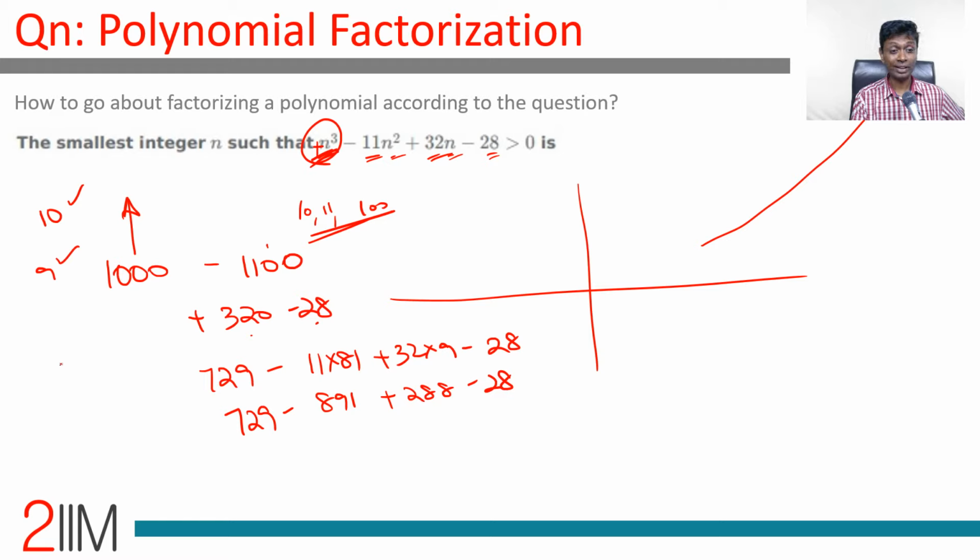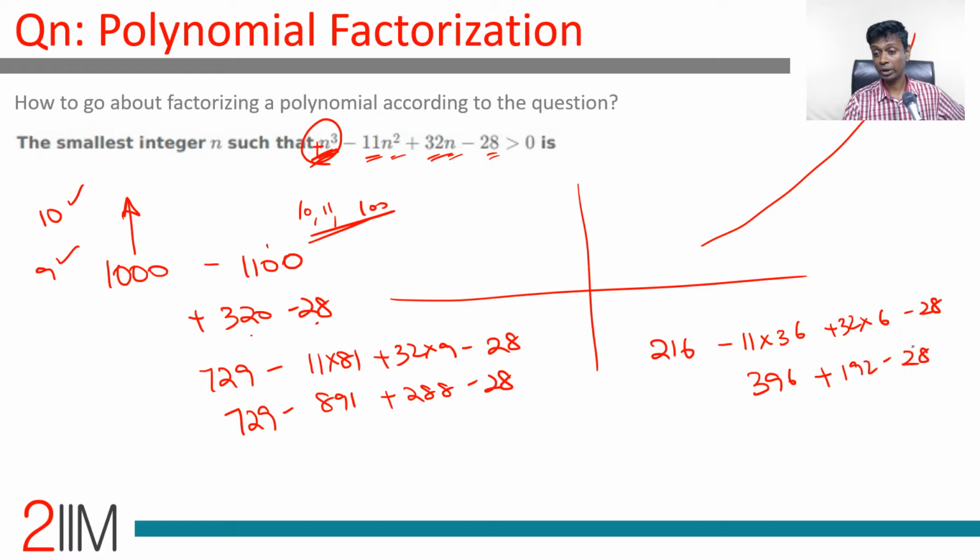Fine. Let me jump down and try a 6. 6 cube is 216 minus 11 into 36 plus 32 into 6 minus 28. 11 into 36 is 396. 32 into 6 is 192 minus 28. 216 plus 192 is 408. 408 minus 396 plus 28 is 424. So 6 is negative, 6 doesn't work.